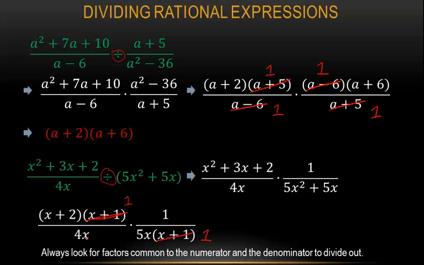Because remember, we cannot cancel this x with that x, because this x is a factor being multiplied. This x is a term that's being added with that too. So we cannot cancel those out. And so as a result, we get our answer, x plus 2 over 20x squared.